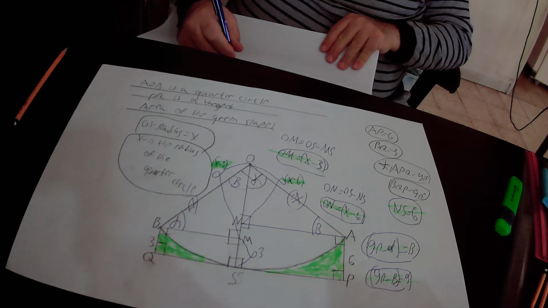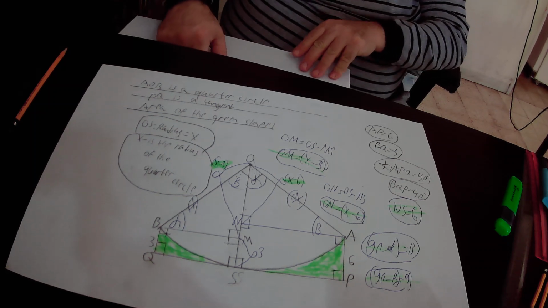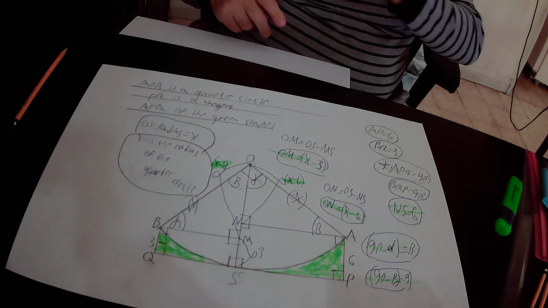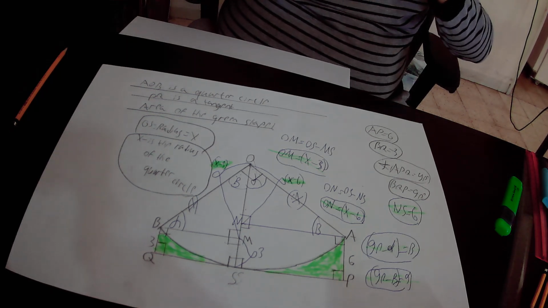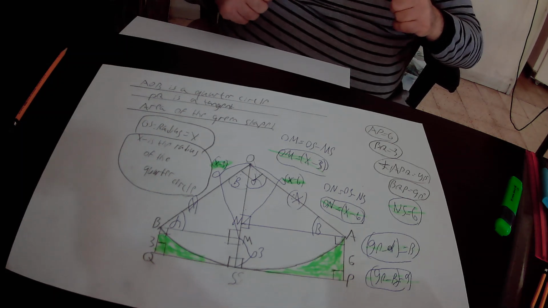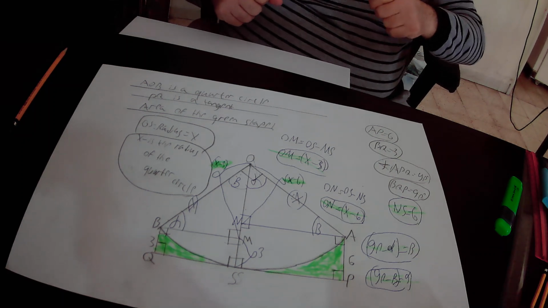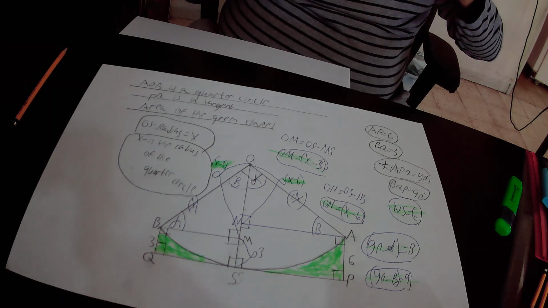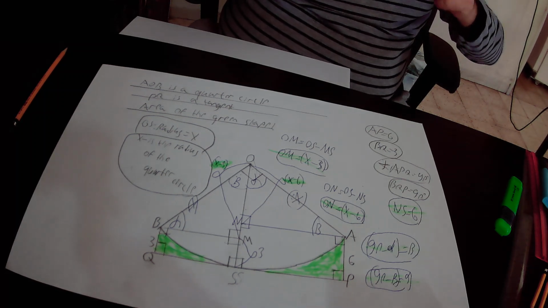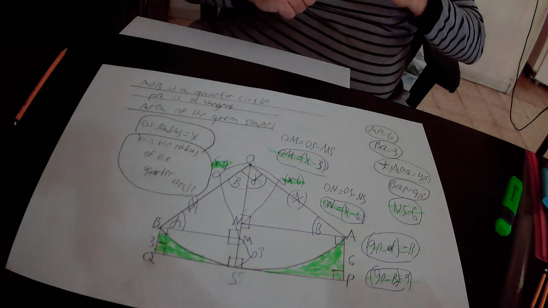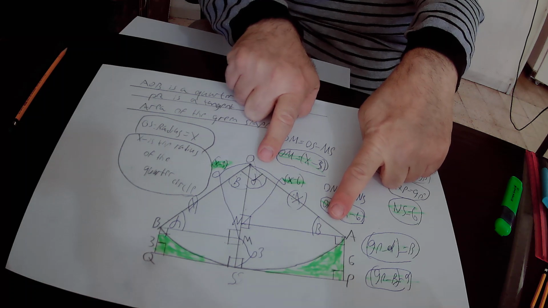So what is the angle side angle rule? The angle side angle rule says that if two angles and the side included between them in one triangle are correspondingly equal to two angles and the included side in a second triangle, then you have proved that the two triangles can go into each other according to the angle side angle rule.